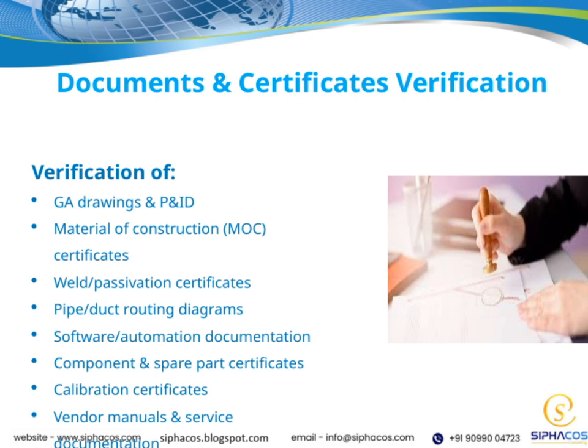We then move on to software and automation documentation, which confirms that control systems are correctly designed and implemented. Component and spare part certificates are verified to guarantee that all parts meet the required specifications and are authentic. Calibration certificates are checked to ensure instruments and sensors are properly calibrated for accurate measurements. Vendor manuals and service documentation are reviewed to understand maintenance requirements and operational procedures.